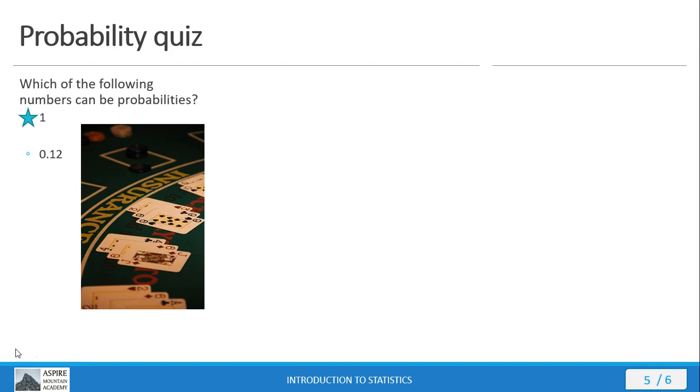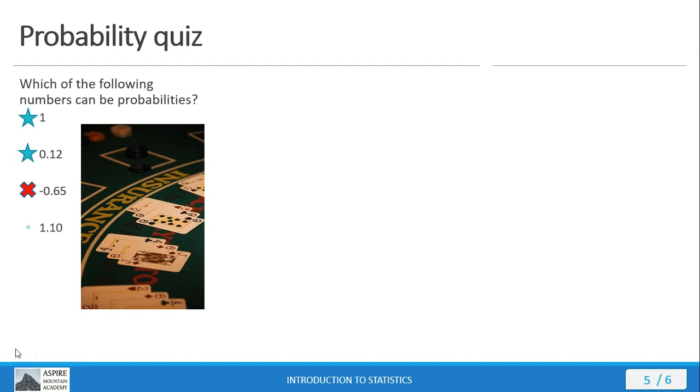What about 0.12? Can this number be a probability? Yes, this number can be a probability because any number between 0 and 1 inclusive can be a probability. What about negative 0.65? Well, this is not a probability. There is no way that's going to be a probability because it's negative. Negative numbers cannot be probabilities.